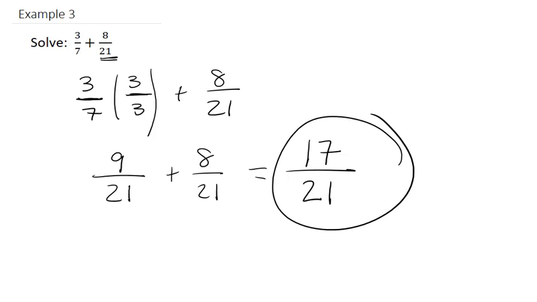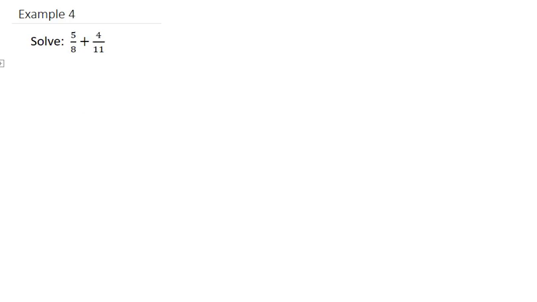Let's look at one last example. Solve 5/8 plus 4 over 11. So the first question we always ask is, is one a multiple of the other? And we see we have an 8 and an 11. And so one is not a multiple of the other, as we can't do anything to go from 8 to 11. So that would be a no.